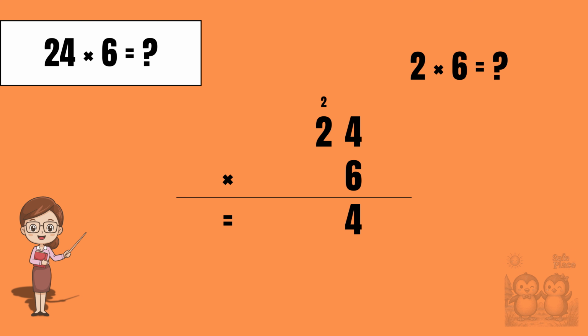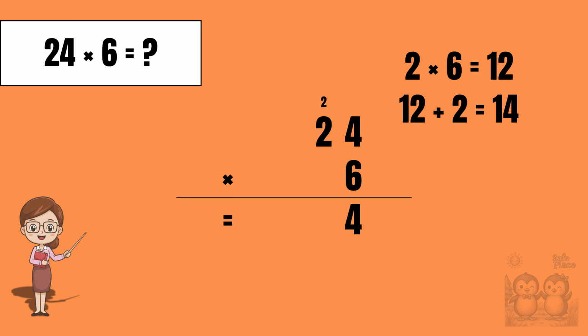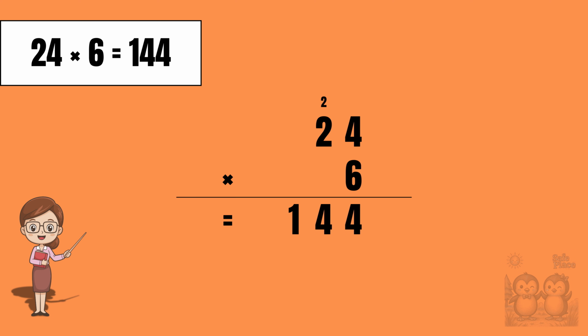Step 2. Next, multiply 6 times 2. 6 times 2 equals 12. Now add the carried 2. 12 plus 2 equals 14. Write 14 in front of the 4. Therefore, 24 times 6 equals 144. Final answer, 144. Remember, always start multiplying from right to left.